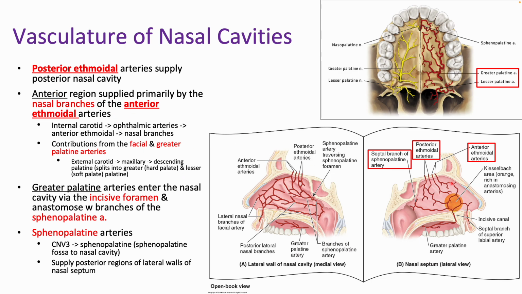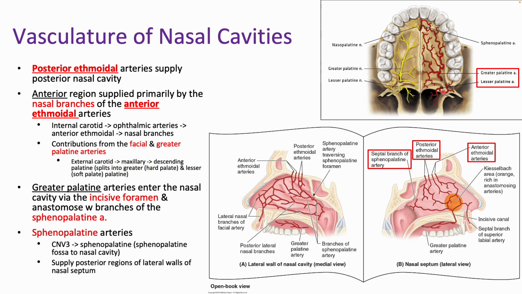In the anterior region of the nose, we're also going to receive some minor contributions from the facial and greater palatine arteries. Those we have seen before, looking at the external carotid. It's going to give off the maxillary, which is going to give off the descending palatine, and that's going to split into the greater and lesser palatine arteries. Those are going to be coming off in the pterygopalatine fossa, running inferiorly, and they're going to exit via the greater palatine canal or the lesser palatine canal.